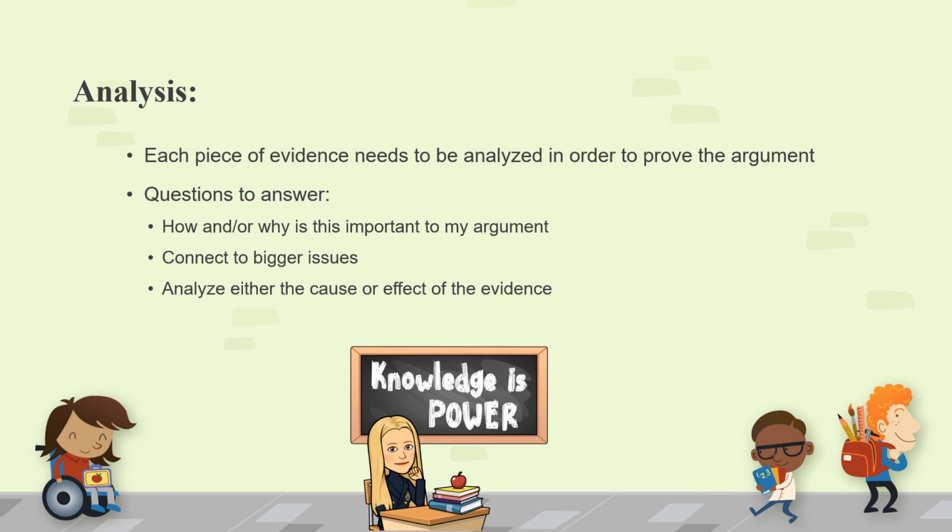So I would say maybe the Declaration of Rights of Man and Citizen is a piece of evidence, correct? What is the significance of it, though? And that's where the analysis comes in. How or why is this important? How does it support my argument? How does it connect to bigger issues I'm discussing? Analyze either the cause or the effect of the evidence. If I'm looking at the causes, I say, the causes of the Declaration of Rights of Man and Citizen, or the effects of it. But do you see how I have my evidence and then my analysis is why is this important?